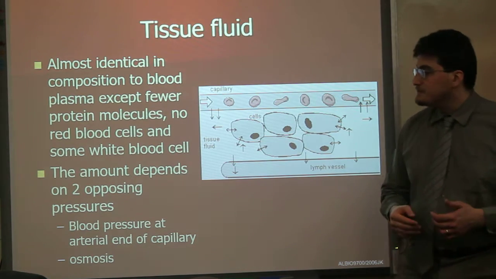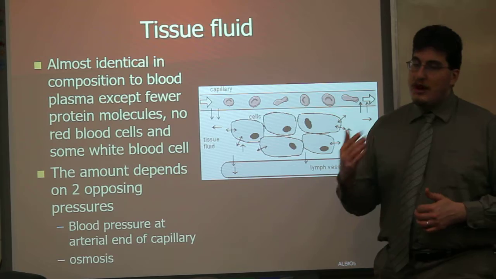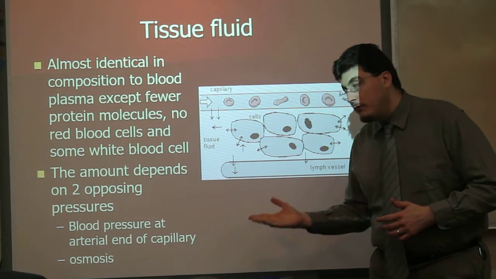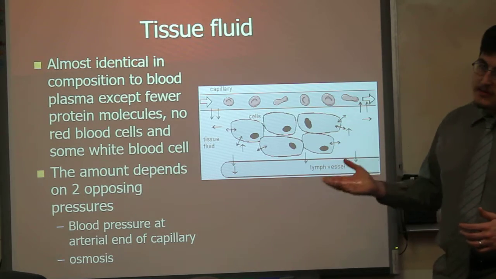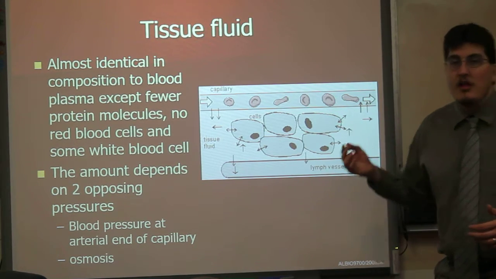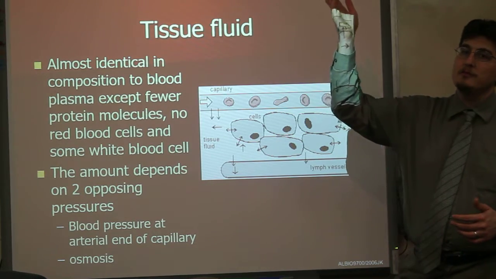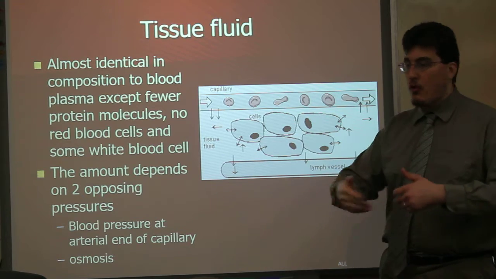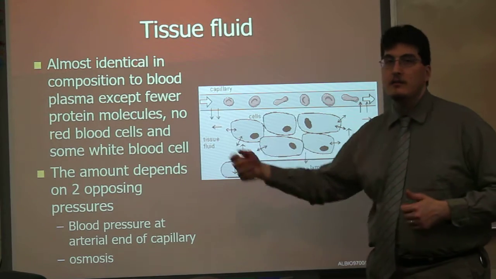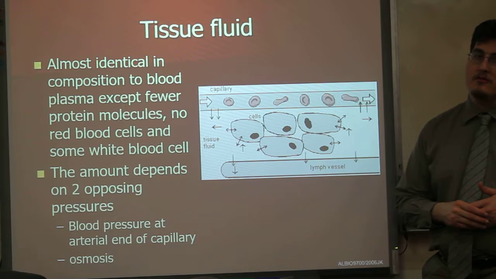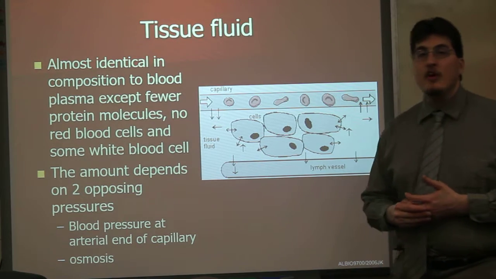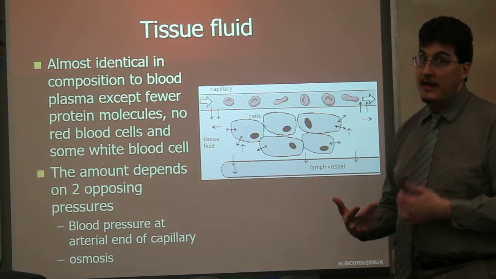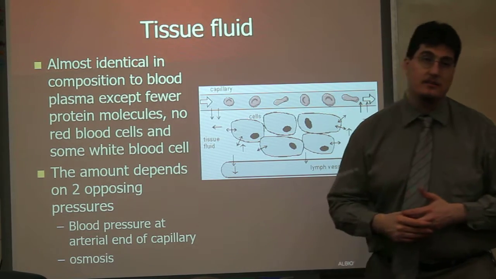So, how much tissue fluid you have: the more blood pressure at the arterial end of the capillary you have, the more tissue fluid you will have. The more osmosis you have drawing tissue fluid away, the less tissue fluid you will have. So osmosis will draw tissue fluid out, back into the venule end and through into the lymphatics.